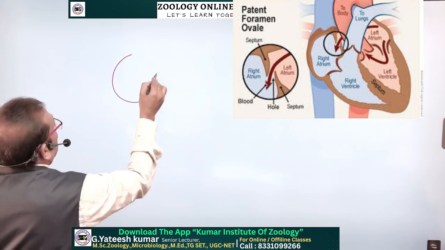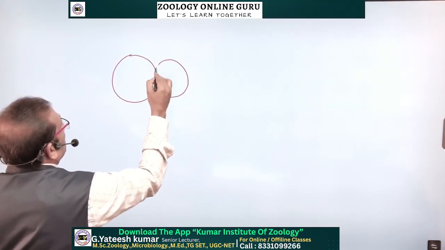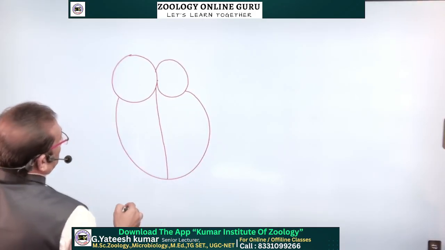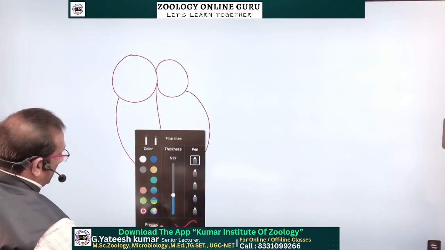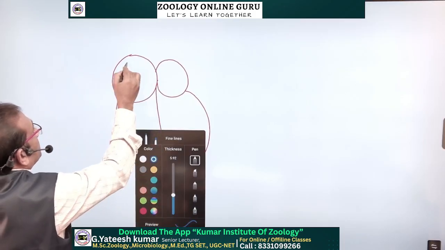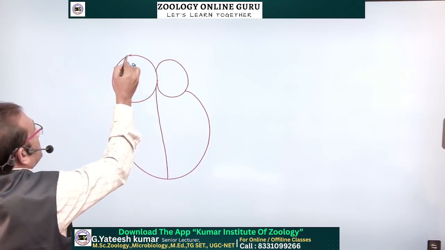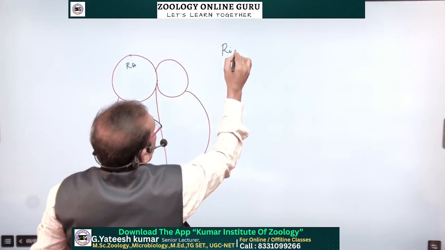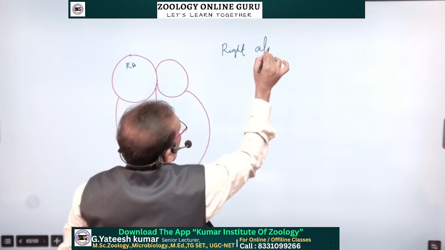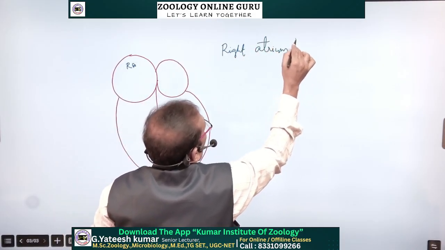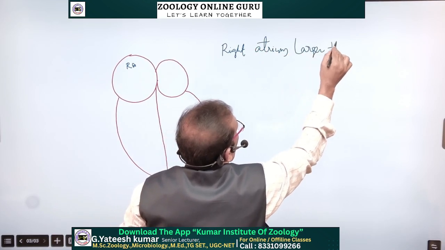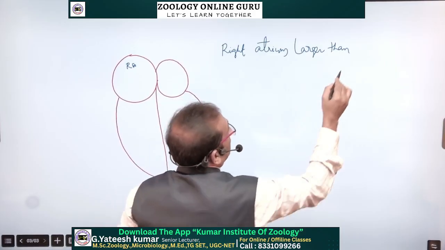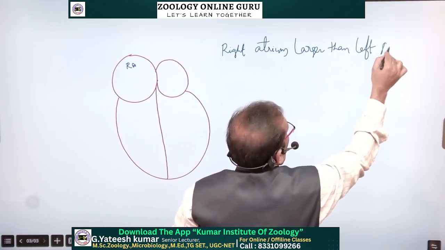So right atrium, left atrium. If you see here, this is the right atrium, larger in size compared to the left atrium. So the right atrium is larger than the left atrium.